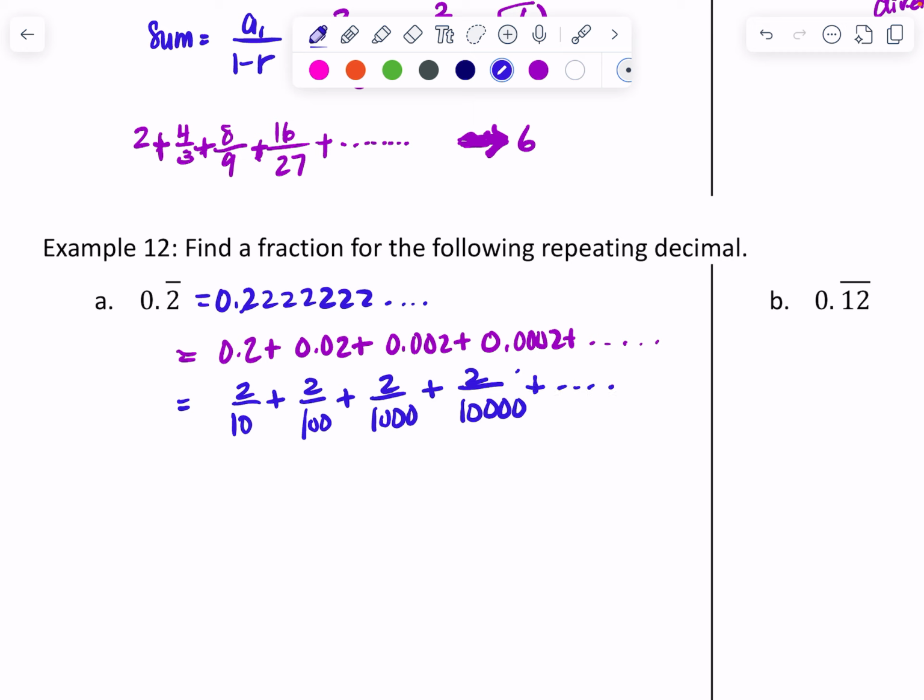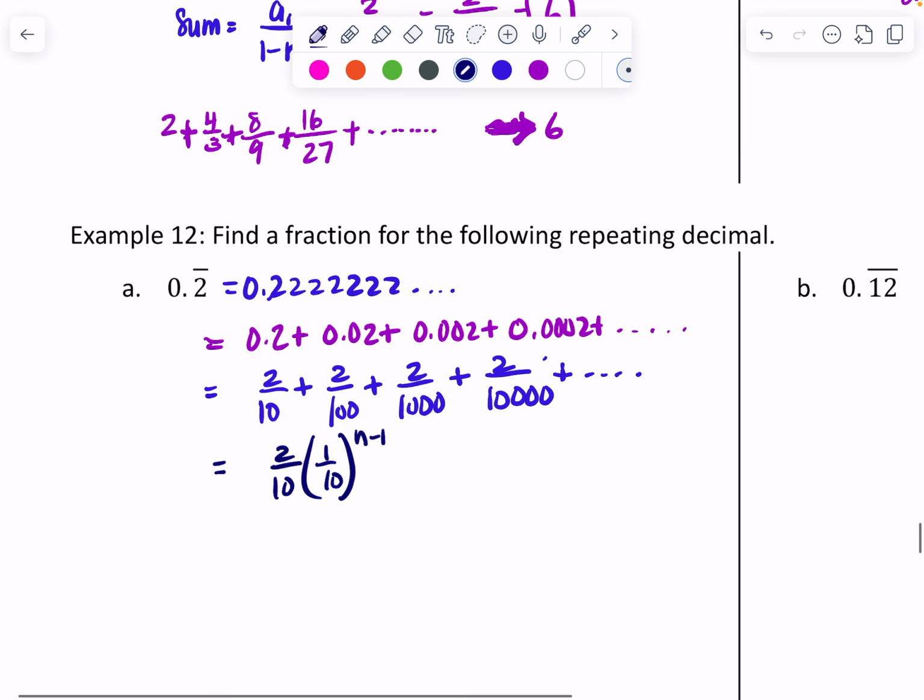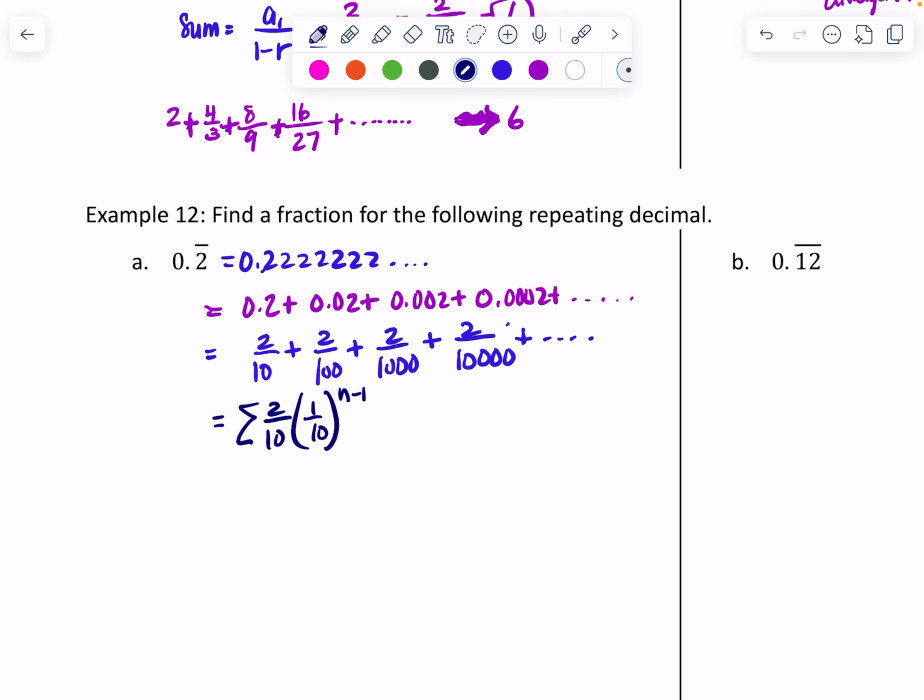Not only is it geometric, it's also convergent, because I could write the formula of this as, because we're multiplying by 1/10 every time, 1/10 to the n minus 1. So not only is it a geometric series, it's also the convergent type, which means I should be able to find the sum of all these put together using that same formula, first term over 1 minus R.